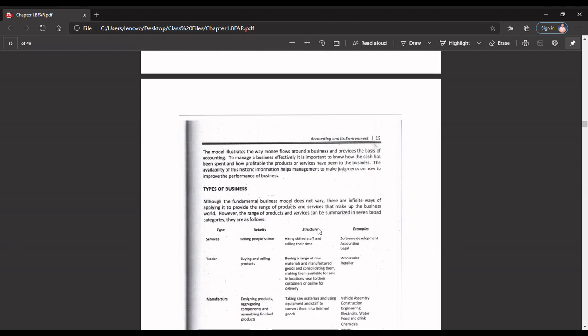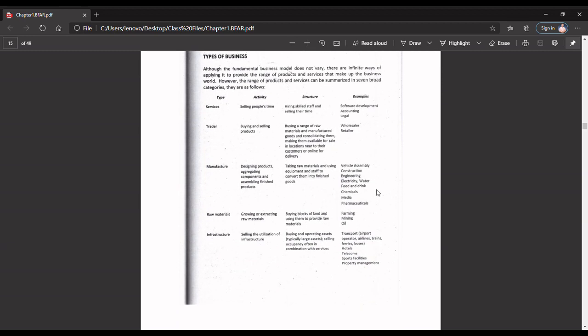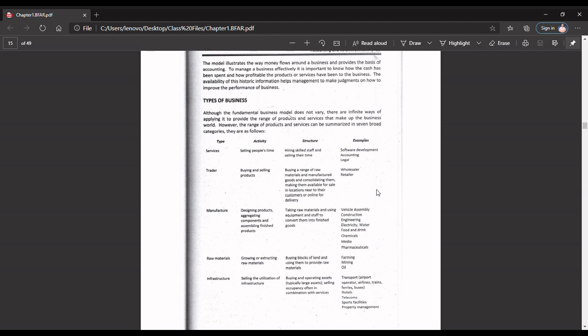We move on to the types of business. Although the fundamental business model does not vary, there are infinite ways of applying it to provide a range of products and services that make up the business world. However, the range of products and services can be summarized in seven broad categories. They are as follows.